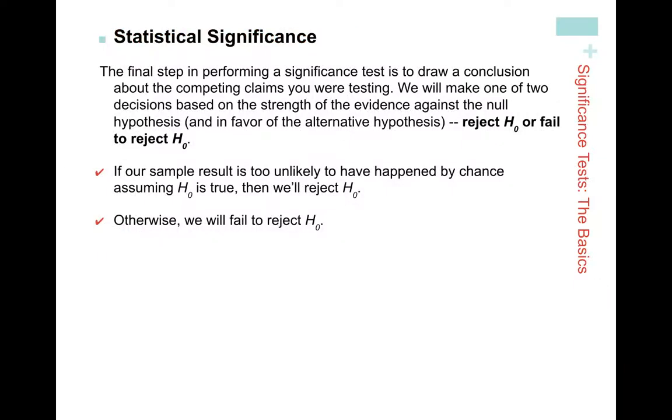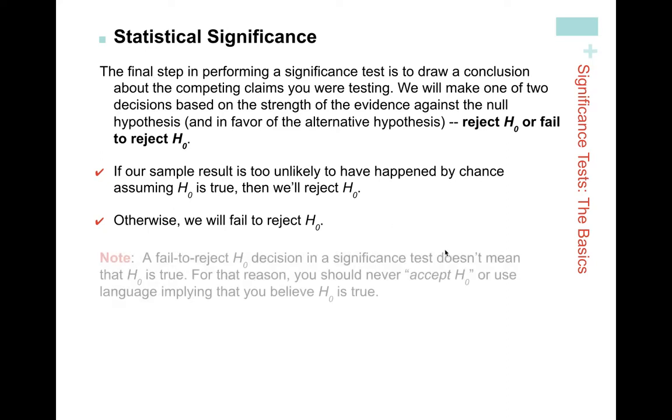The final step in performing a significance test is to draw a conclusion about H null and about HA. Okay. So again, you either reject or you fail to reject H null. If our sample result is too unlikely to have happened by chance alone, assuming H null is true, then we'll reject H null. Otherwise, we fail to reject H null. So that begs the question, well, how weird does our p-value have to be? Like how small does p-value have to be to reject H null or to fail to reject? Well, there is a threshold value, and that is called your alpha level. Okay.